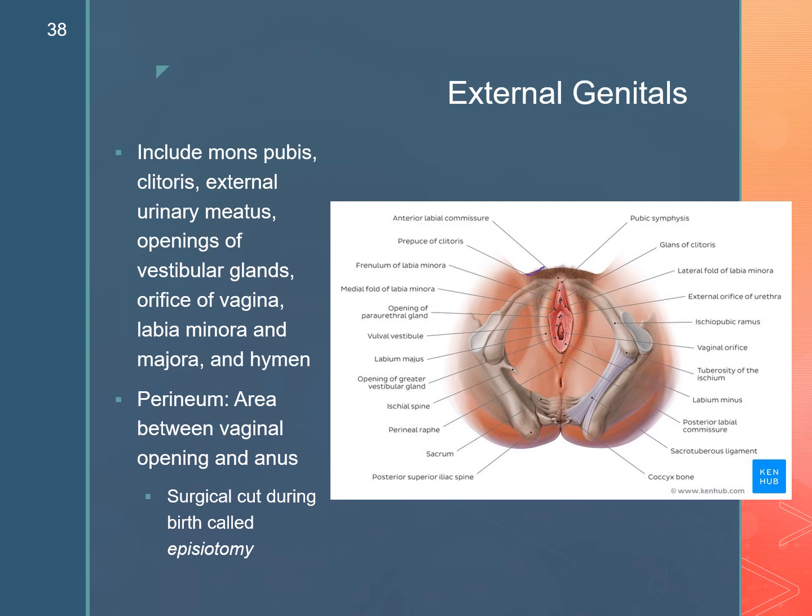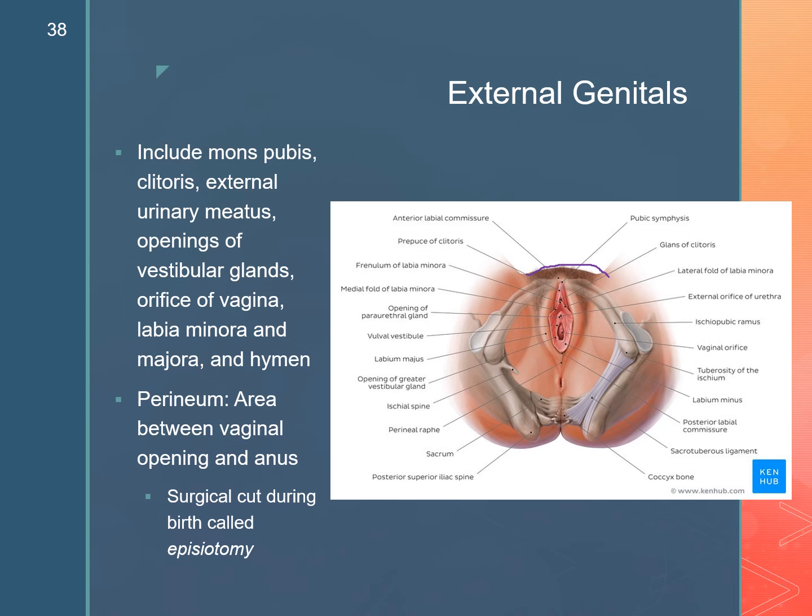Let me sketch it out for you. So mons pubis is here, and extending downward from the mons pubis are two folds, and there's two on each side. The outer folds are called the labia majora, and these are the ones that are covered with pubic hair, and then the labia minora are the inside folds, the innermost folds, and then that space between the labia minora, that opening, is referred to as the vestibule.